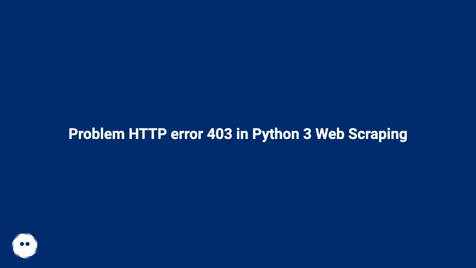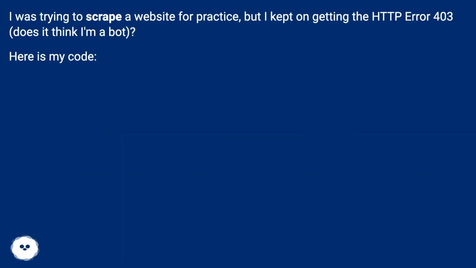Problem: HTTP error 403 in Python 3 web scraping. I was trying to scrape a website for practice, but I kept on getting the HTTP error 403. Does it think I'm a bot? Here is my code.